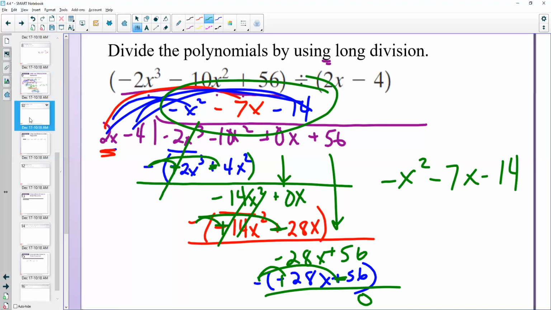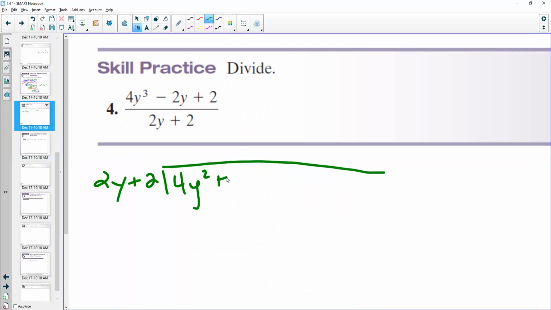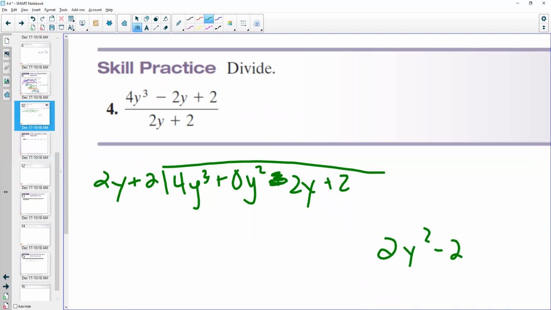You try another one. This one works the same way. It's just set up a little different. But remember, standard form first. So it would be 2y plus 2 on the outside, and 4y cubed plus 0y squared minus 2y plus 2. Then do the division. When you get done, you should get 2y squared minus 2y plus 1. All right, let's try another.